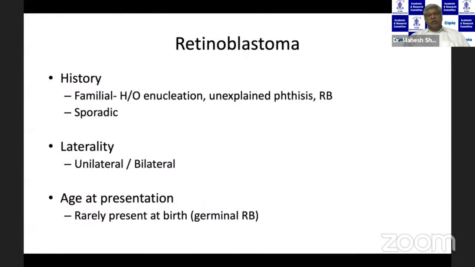Coming on to the cause of leukocoria which we are all concerned about, which is retinoblastoma, the history: there can be a family history. Family history in the sense that not all of them will give a history of retinoblastoma, but there can be a history of unexplained enucleation, unexplained phthisis. But nearly 2/3 of retinoblastoma children are sporadic and there will not be a family history. And retinoblastoma, as we all know, can be unilateral if it is sporadic and bilateral if it is germinal. And very, very rarely, children can present with leukocoria at birth if it is a germinal tumor. They can present with advanced tumor and leukocoria at birth itself.